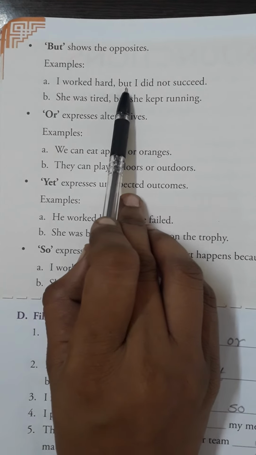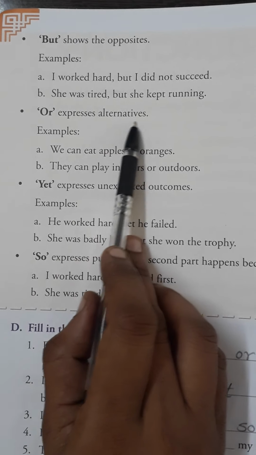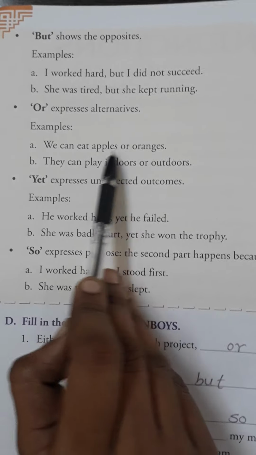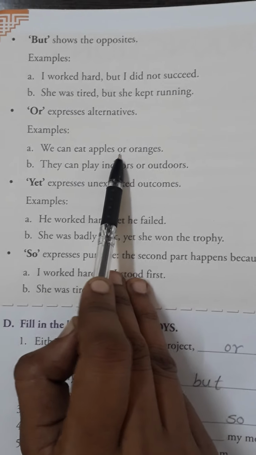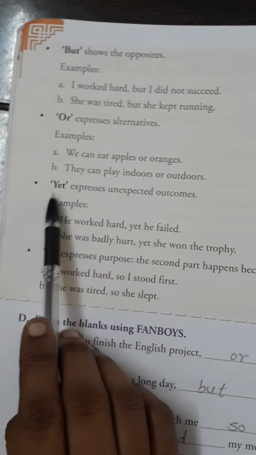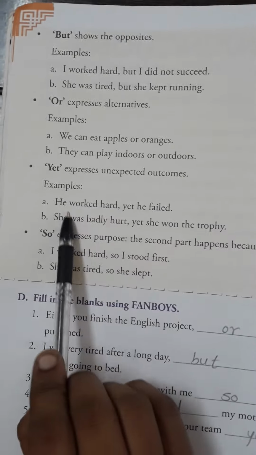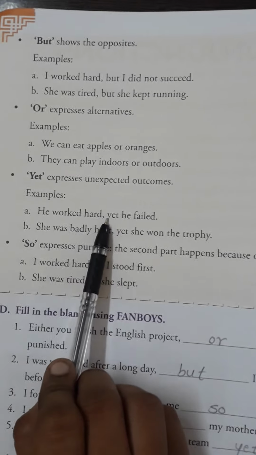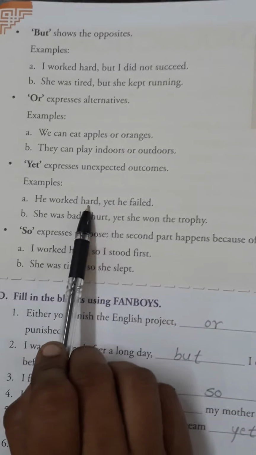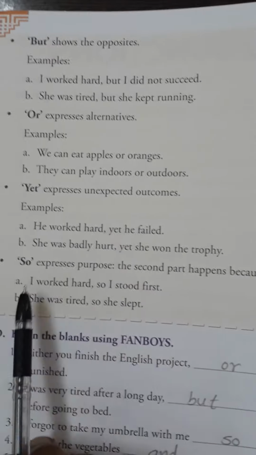Here we find out "but" is the coordinator or conjunction. "Or" expresses alternatives. For example, we can eat apples or oranges. "Or" is the coordinator we use here. The next coordinator is "yet". "Yet" expresses unexpected outcomes. For example, he worked hard, yet he failed. So we use here "yet", the coordinator.